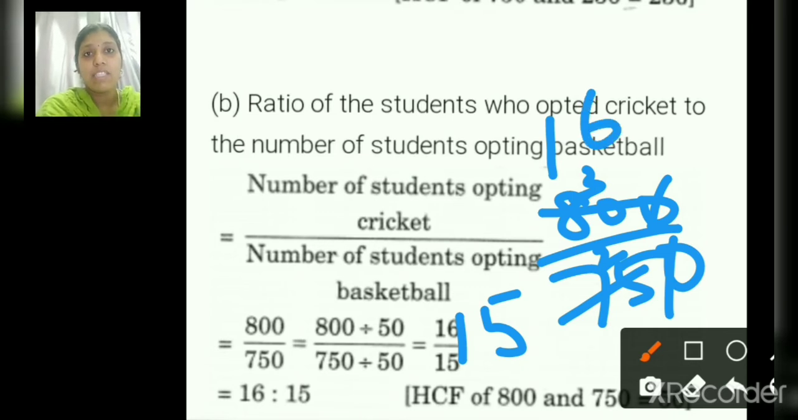Yes or no? Now you have 16 divided by 15. Okay. And we have to write them in ratio. So it is 16 is to 15. Clear, children?